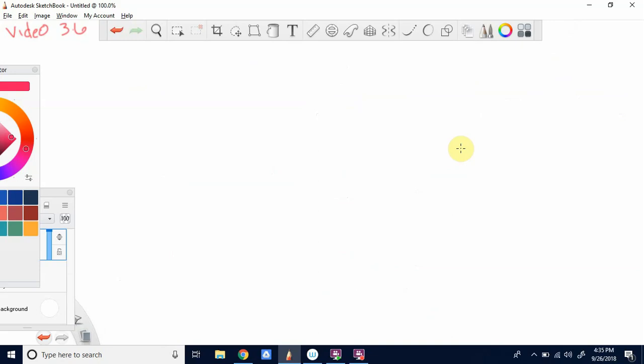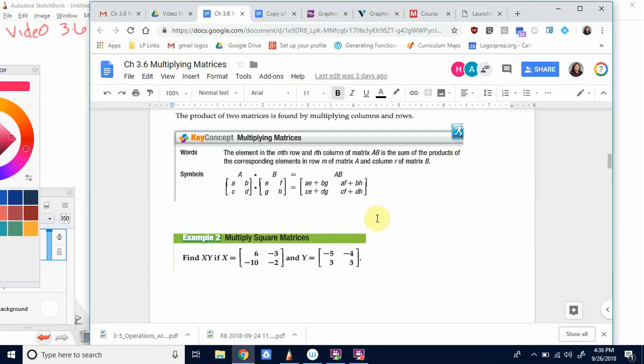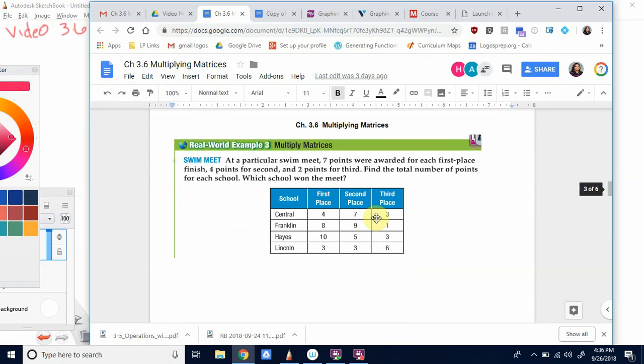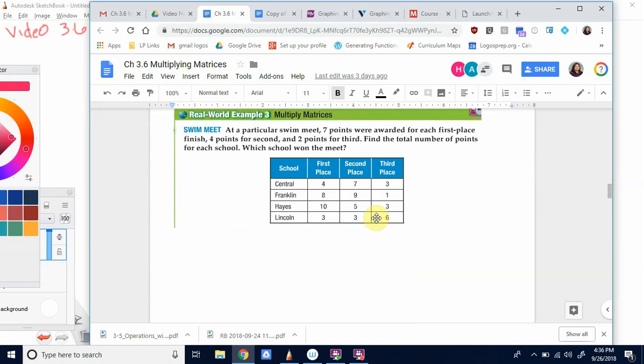All right, let's look at the real world example. Now it says, at a particular swim meet, 7 points were awarded for each first place finish, 4 points for second place, 2 points for third. Find the total number of points for each school. Which school won the meet? So here's our problem. So what do we have to do?